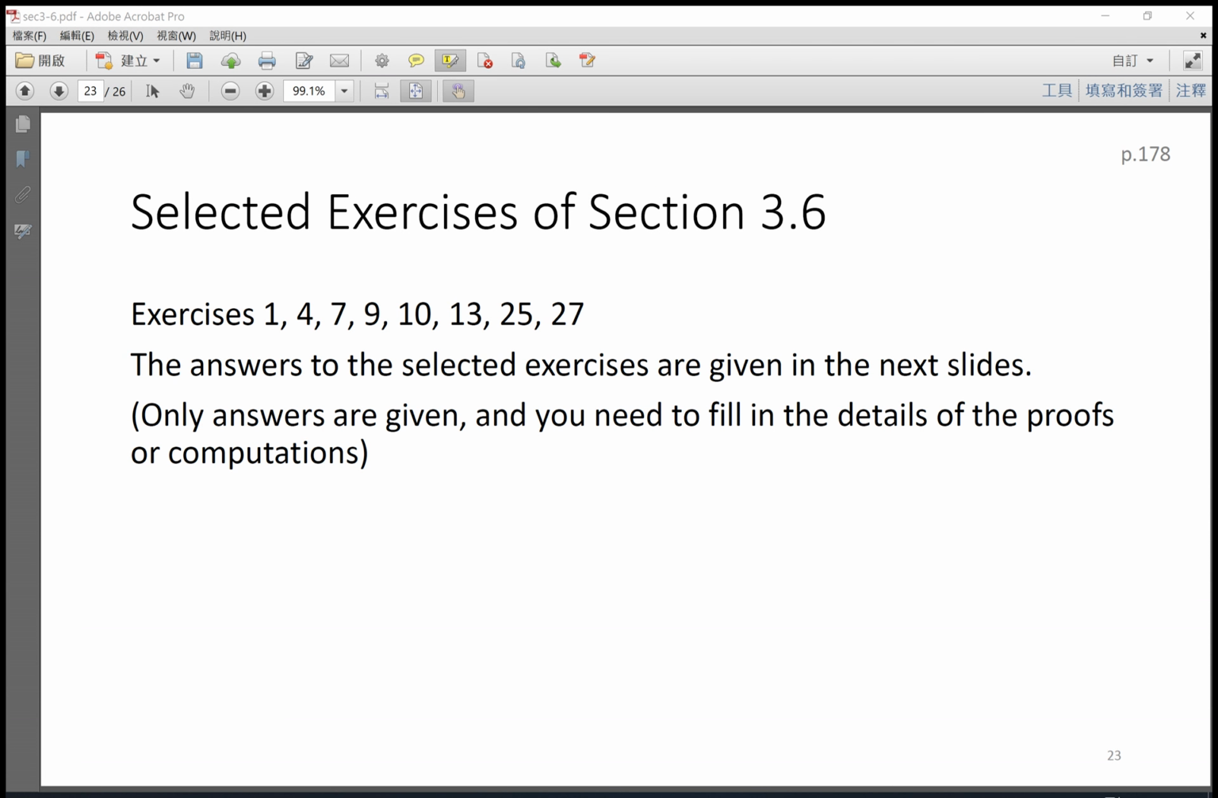We have finished section 3.6, and I have selected some exercises from section 3.6, which is on page 178 of the textbook. You can use these exercises to test whether you really understand the materials covered in this section. The answers to the selected exercises are given in the next few slides. I only provide the answers, and you need to fill in the details of the proofs or computations.